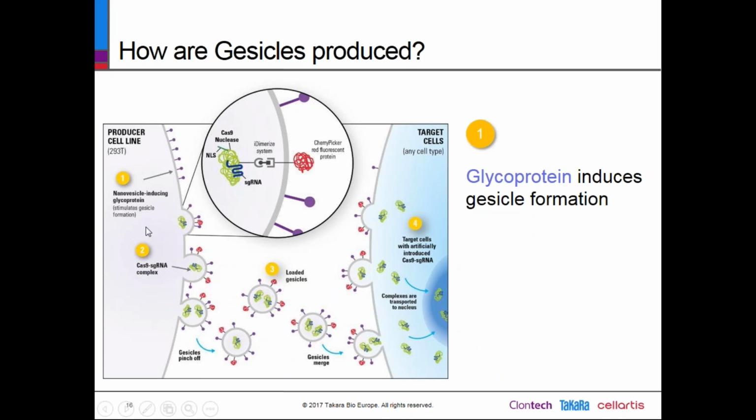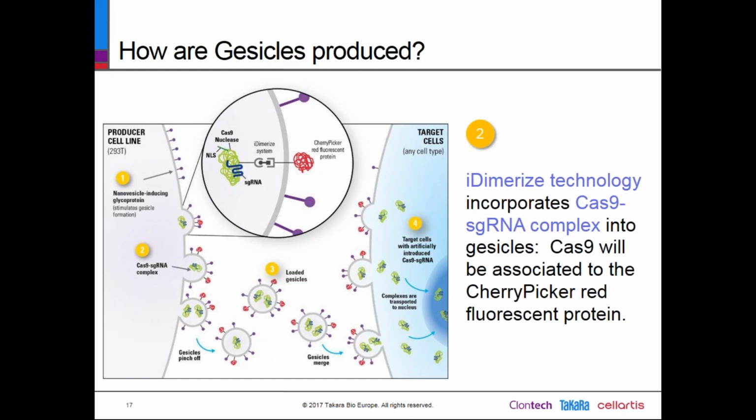So the overexpression of the glycoprotein in the producer cell line will then induce the jasicle formation on the cell membrane. And we also use another Clontech technology, which is called iDimerize, to increase the concentration of Cas9 within the jasicles. So it's an artificial dimerization technology in which we will just tether the Cas9 to the membrane-bound cherry picker fluorescent protein using small dimerization tags and a little dimerizer molecule. And this is just to enrich the Cas9 at the cell membrane and within the jasicles, and to avoid that Cas9 will go to the nucleus via the nuclear localization signal.